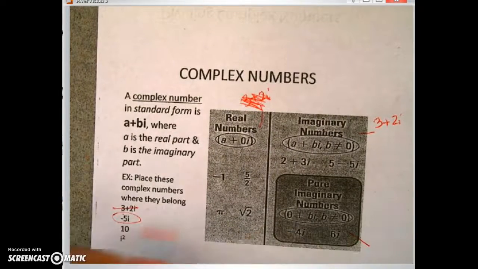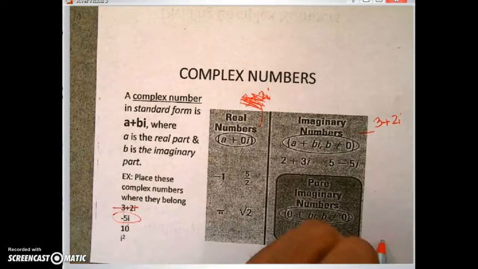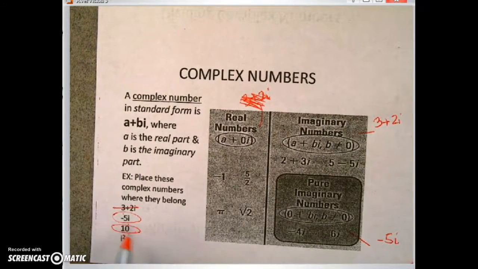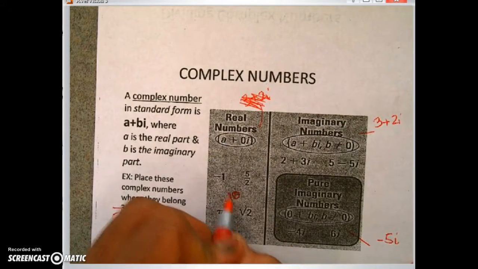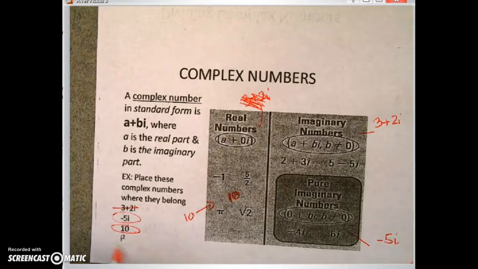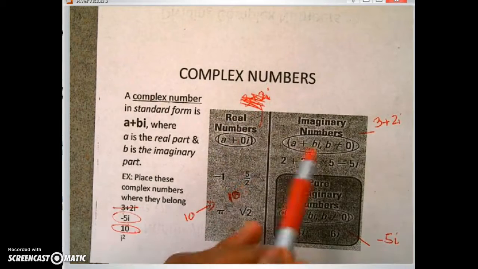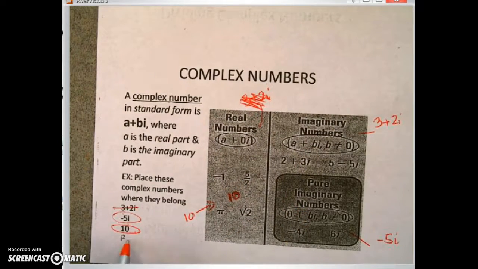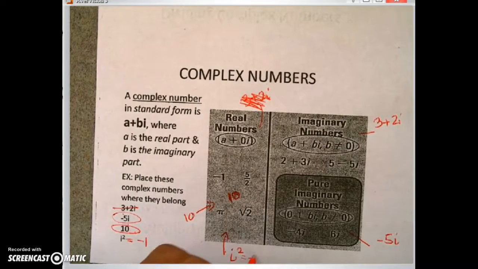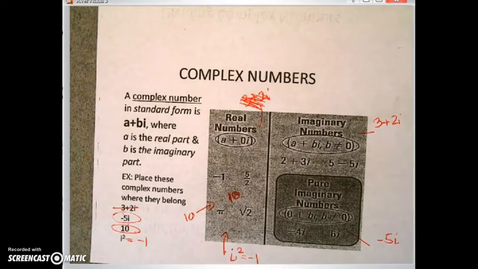What makes this a pure imaginary number is that there's absolutely nothing real about it. Some of us know some people like that. Sadly, this 10 is a real number. We've seen it before. So I'm going to put that 10 in there. And then i squared, where would I put that? Real, imaginary, or pure imaginary? Well, if you remember from a minute ago, i squared is equal to negative 1. So i squared is a real number because it equals negative 1. It's a little bit of placement.